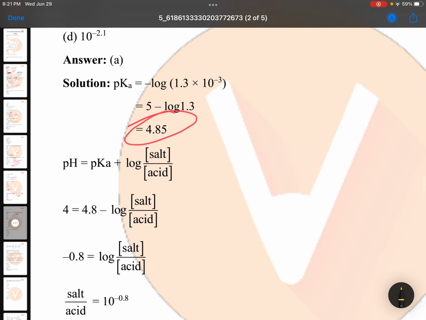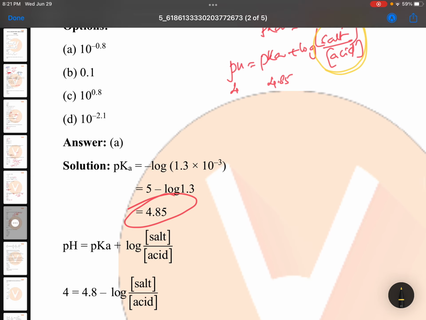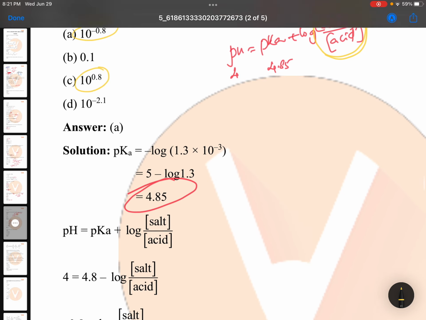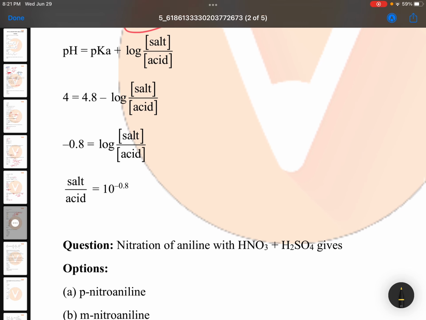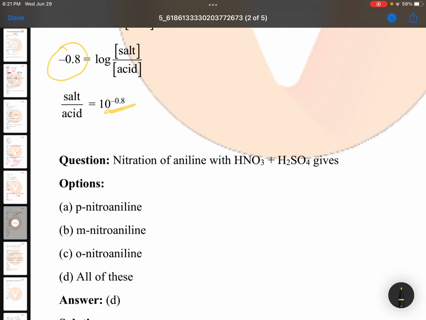You need to calculate. Okay, not very easy. Here options are, you see, 10 to the power of minus. So not so easy. You need some time. The difference is 0.8. So 10 to the power of minus 0.8. Acha question. That's a good question, you can say.